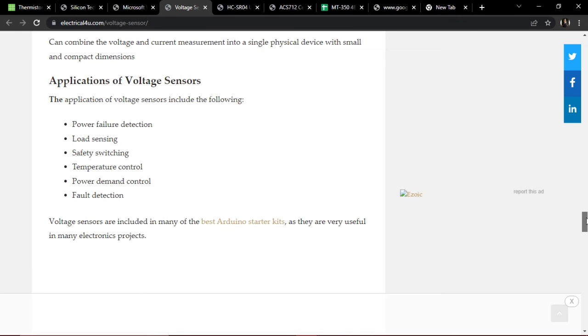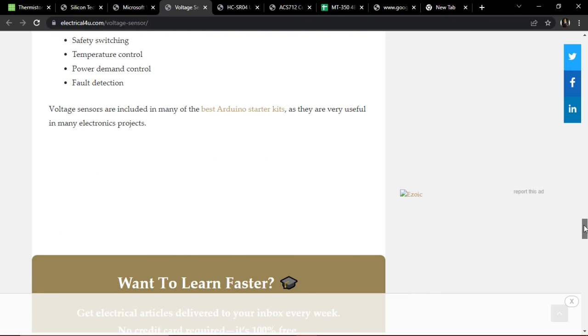Voltage sensors are included in many of the best Arduino starter kits as they are very useful in many electronic projects. So, thank you.